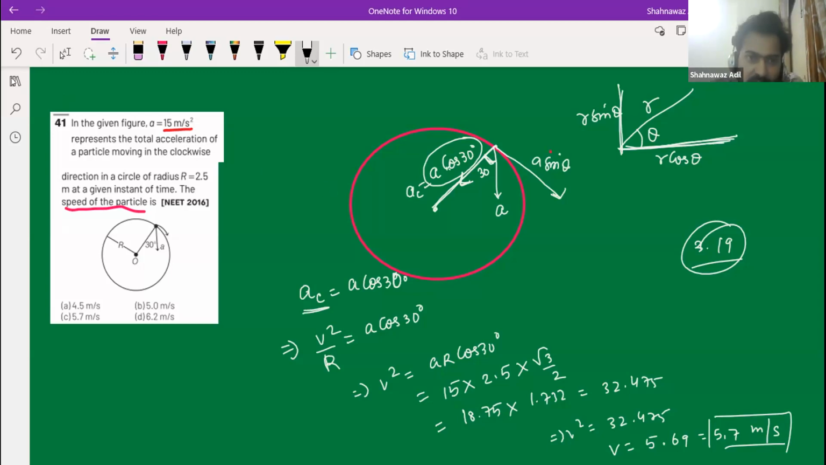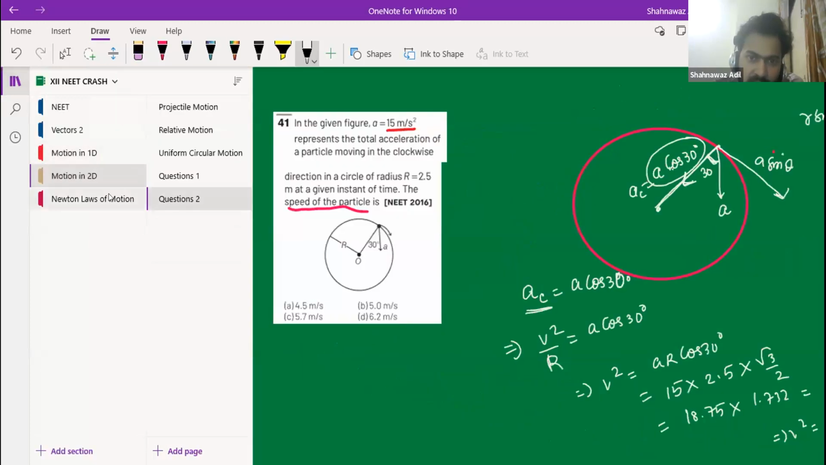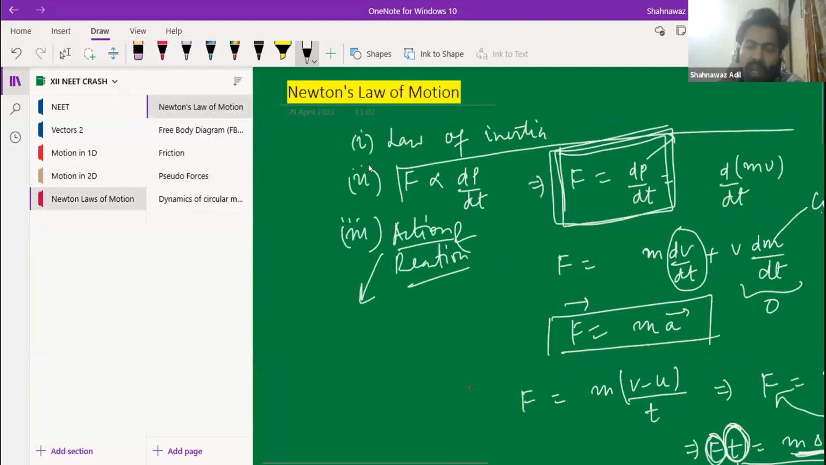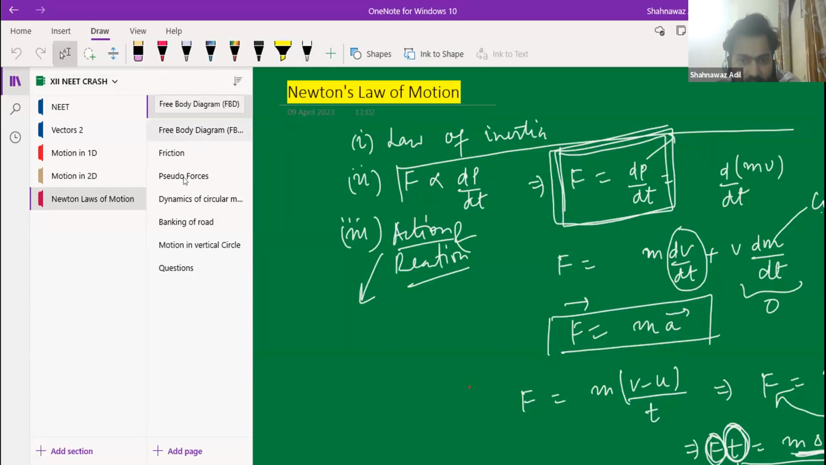So now let us start laws of motion. What are the topics that we have studied in laws of motion? We have first studied the three laws of motion. We have talked about free body diagram, friction, pseudo force, dynamics of circular motion, banking, and motion in a vertical circle. So this much we have done, right? Whatever point needs to be noted down, I'll talk about those, but the rest of the things I'll just give you a quick glance.